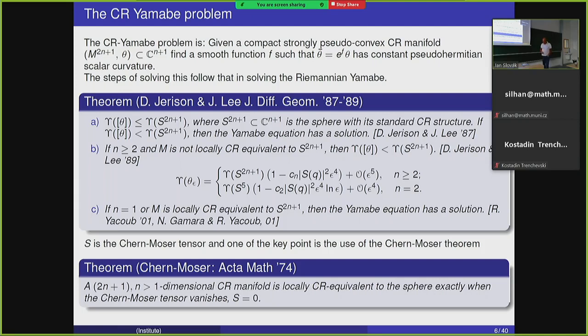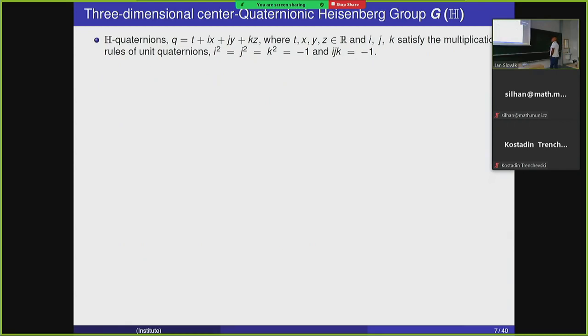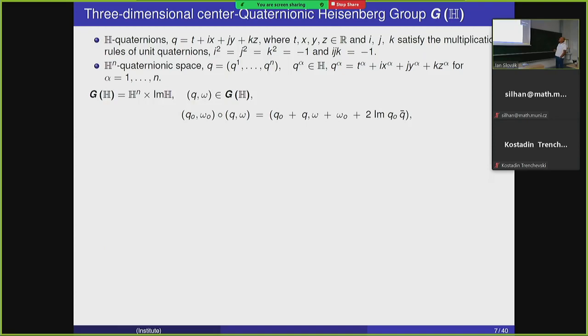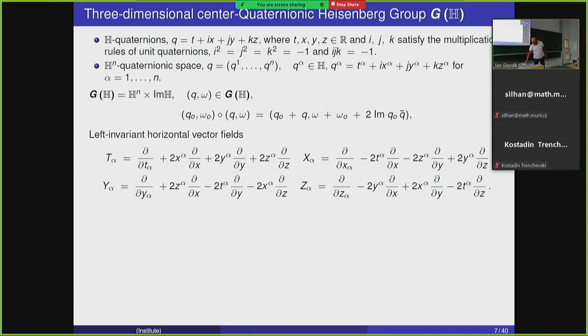So in the three-dimensional center, I will skip the explanation of what the quaternionic Heisenberg group is. But briefly, this group is isomorphic to H^n times the imaginary part of H, with this group action. So this is useful for people working in analysis. For geometers, one can write the structure equations.